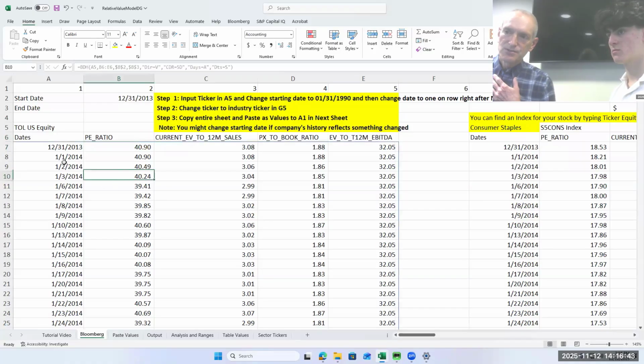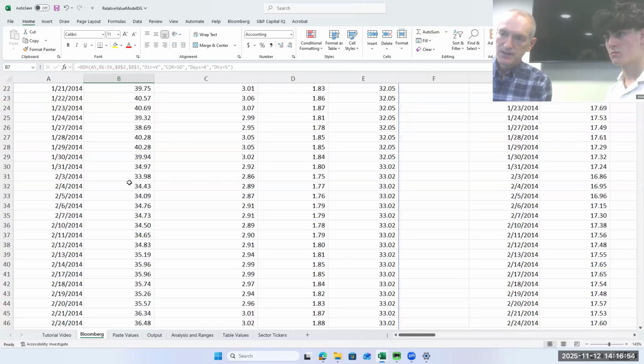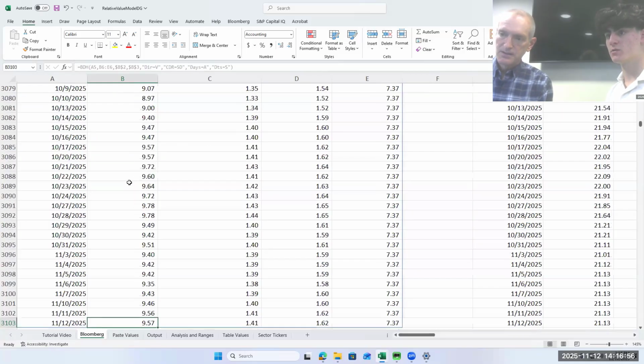So here's their ratios going back to 2013. It started off at 40. So you're spending $40.90 for every $1 of earnings. If you look over time, if I come down, I'll do control down. Increasing. Oh wow, they look really cheap today. Yeah. You're only spending $9.57 for $1 of earnings.